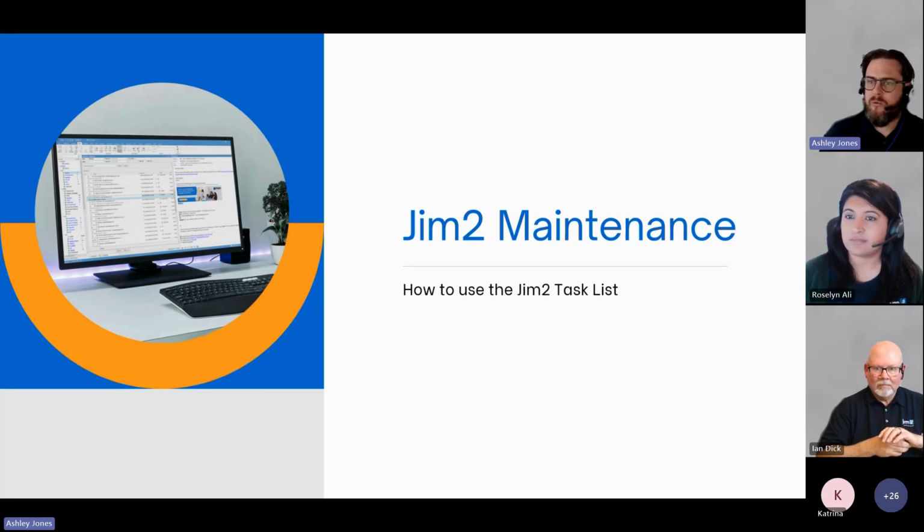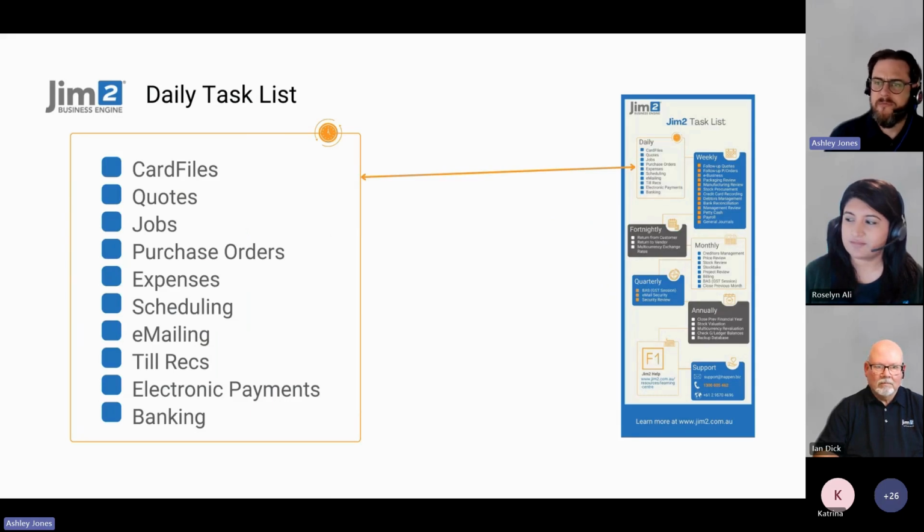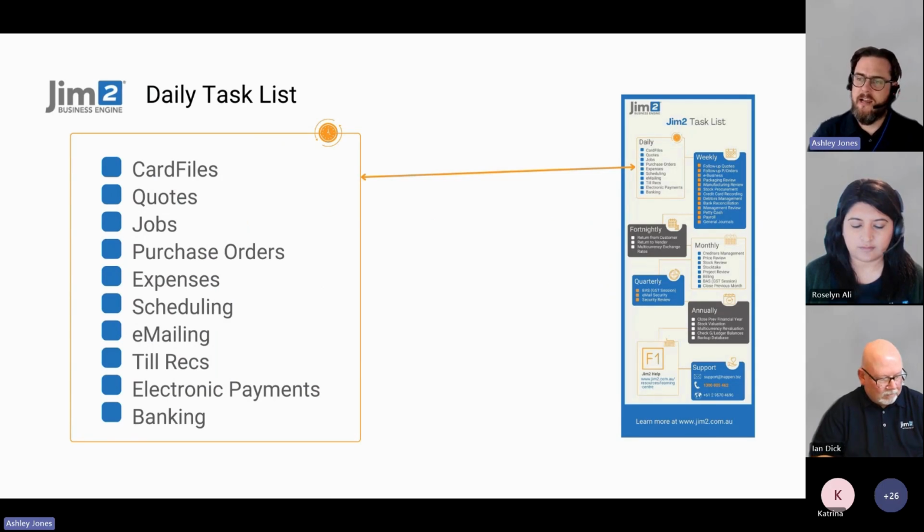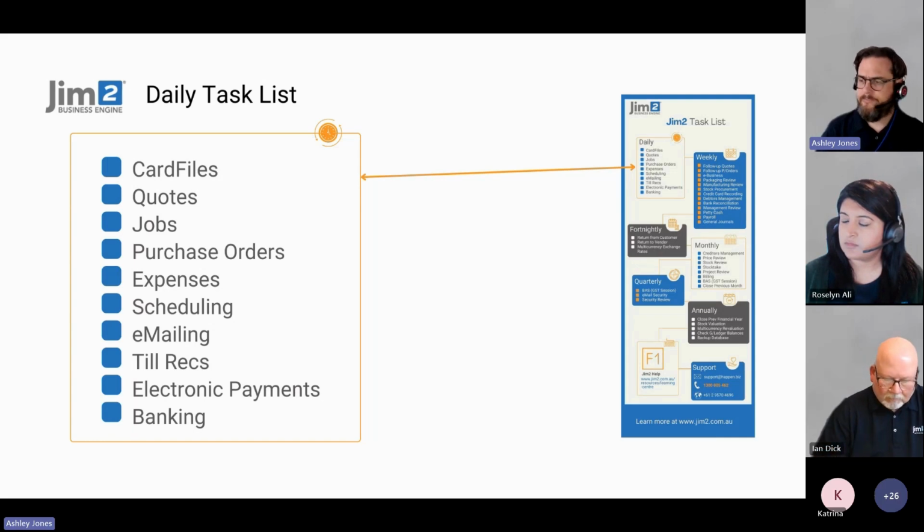Okay, so we'll be using the generic Jim2 task list that customers may be familiar with to cover all the tasks associated with each time period. Let's start with daily. Ian, we have listed a number of tasks in the daily section. Can you give some detail on why they're included?